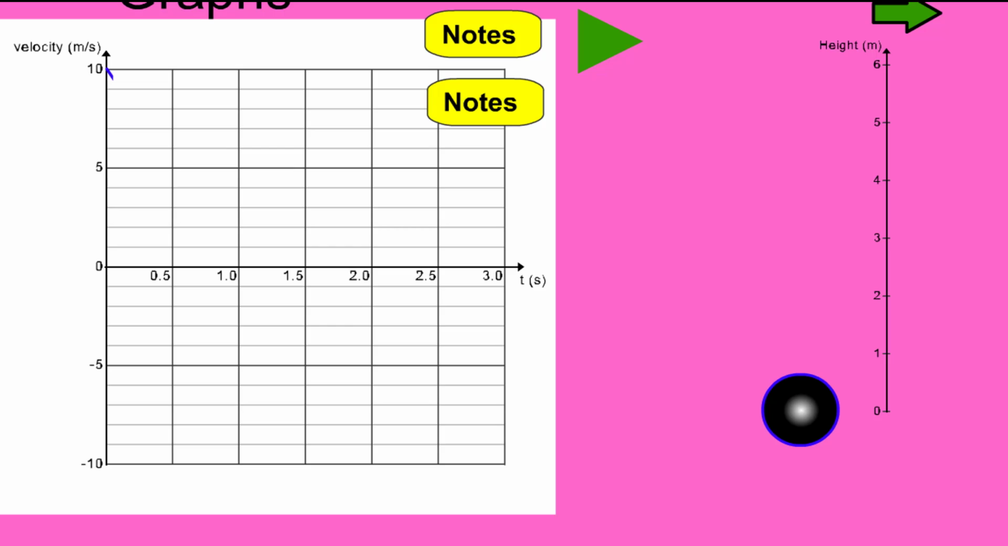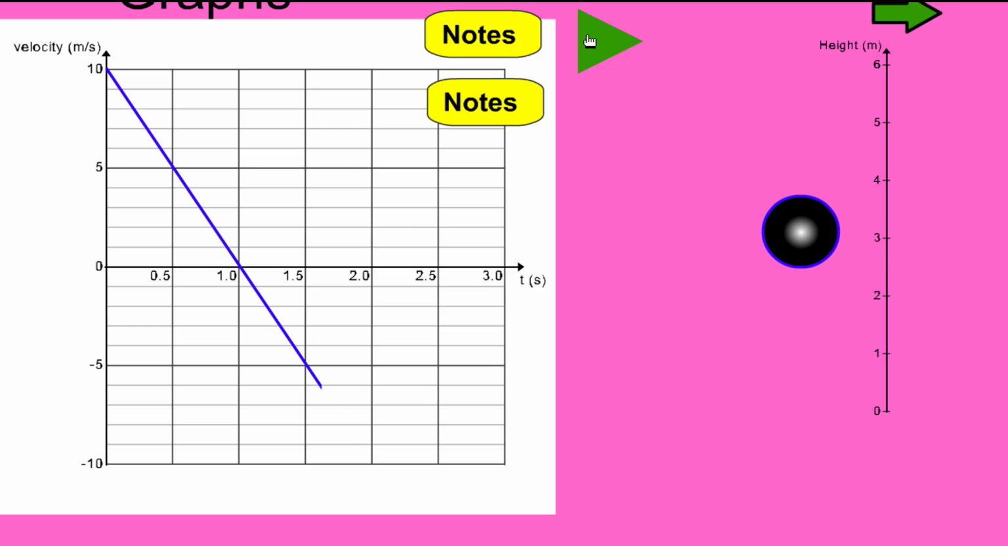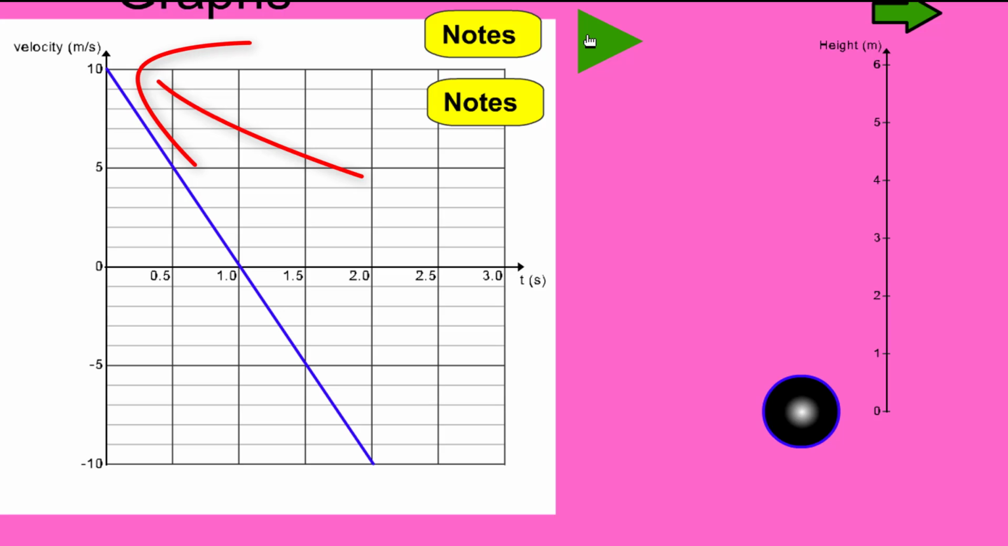Let's look at the velocity time graph of a ball being launched from the ground. We can see from the velocity time graph that the ball left the ground at a velocity of 10 meters per second upwards. Remember, we're taking up the way to be positive. So the ball left the ground at 10 meters per second.